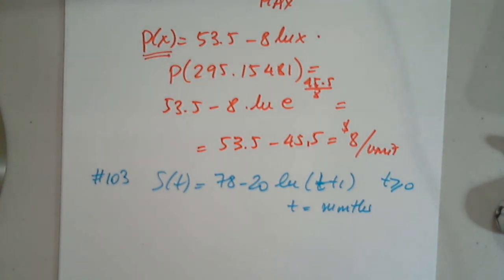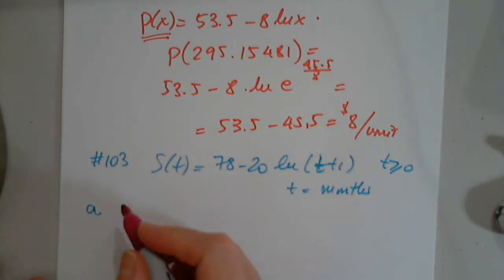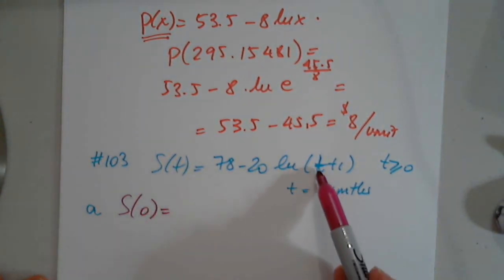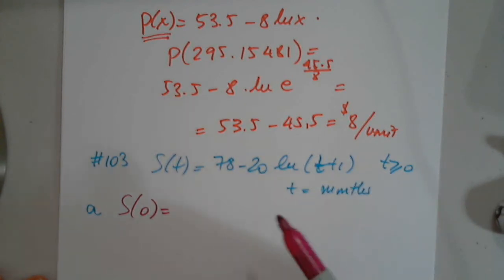So what does that mean? What are we asked to find? What is the average score? So this is the average score when they took the test initially. What do I need to do? When we talk about initially, 0. Exactly, of course, S of 0. 0 plus 1 is 1. Natural log 1 we know is 0. 0 times 20 is 0. So this must be 78. And let's look again and see the 78 as a percentage.